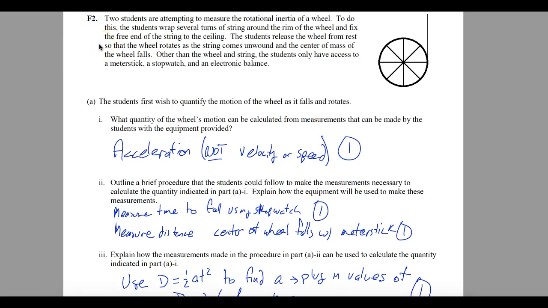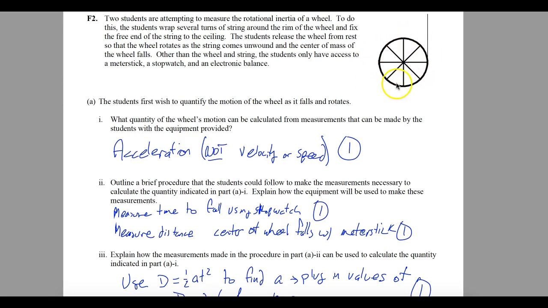You have two students attempting to measure the rotational inertia of this wheel. To do it, they attached a string to it, and then they let go to see what it would do. They first want to quantify the motion of the wheel as it falls and rotates, and they want to know what quantity of the wheel's motion can be calculated from the measurements made by students with the equipment provided. They are given a meter stick, a stopwatch, and a balance.